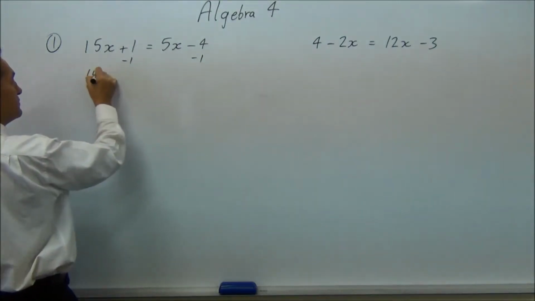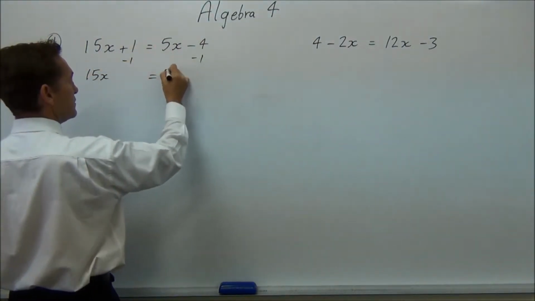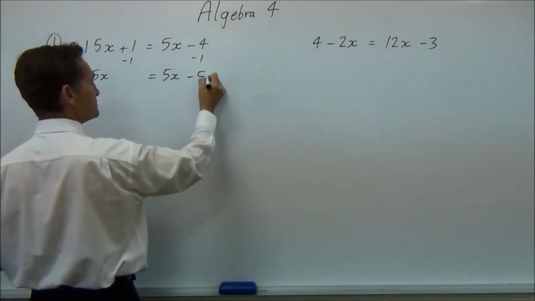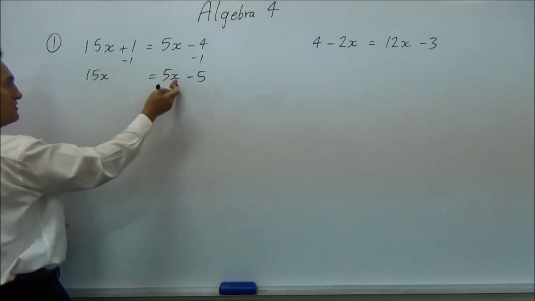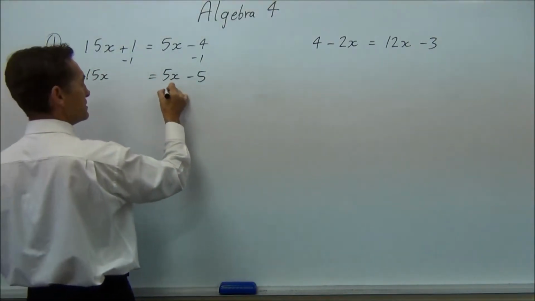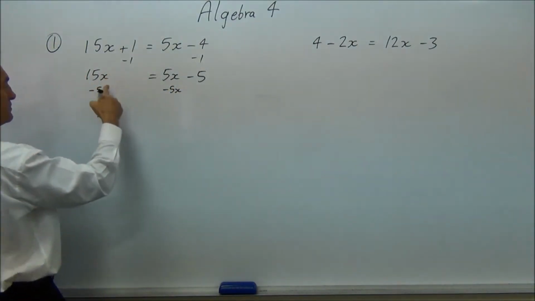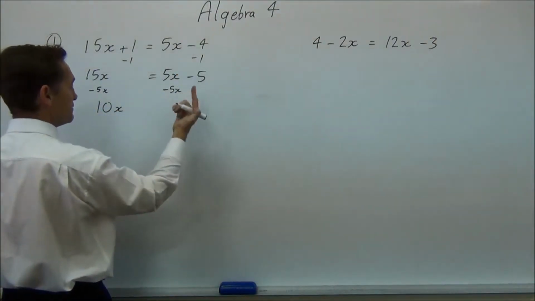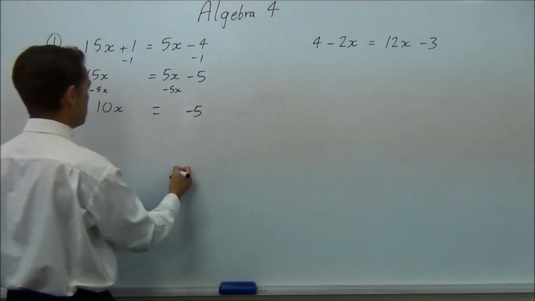So I'm still left with my 15x. 1 minus 1 is nothing. 5x minus 4, take away another 1 is minus 5. Now I still have x's on both sides, so I want to move that over here. I'm going to subtract 5x on both sides. 15 take away 5 is 10x. 5 take away 5 is nothing, there's no x's, equals minus 5.